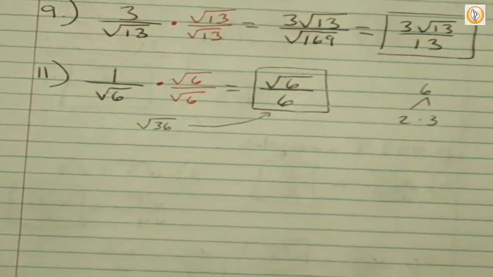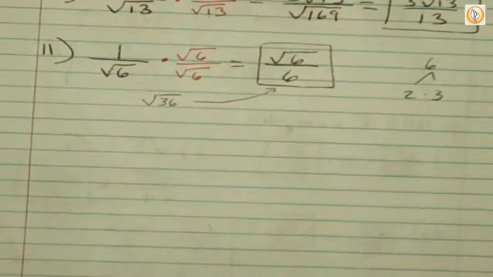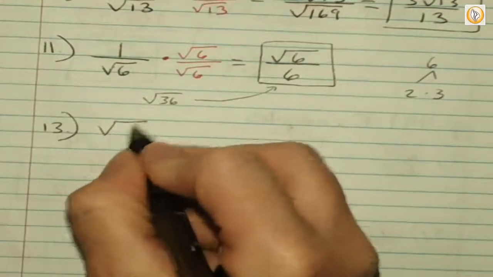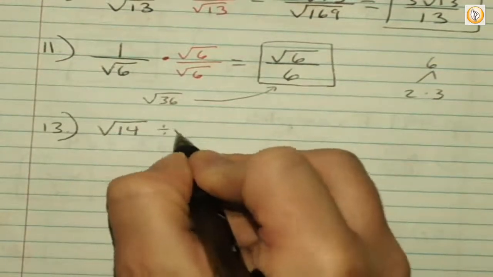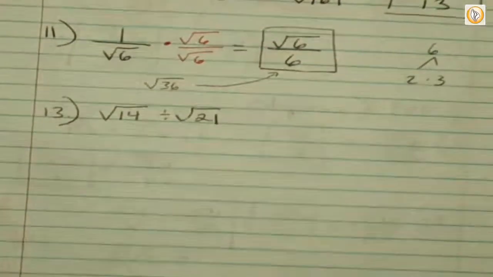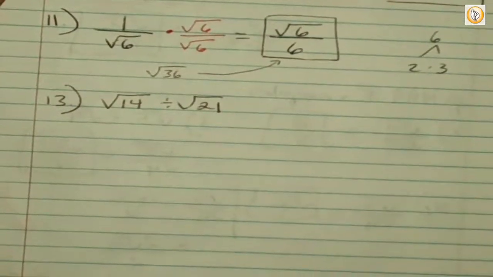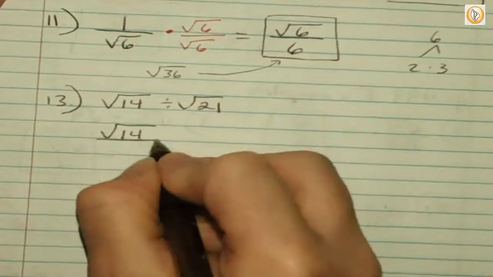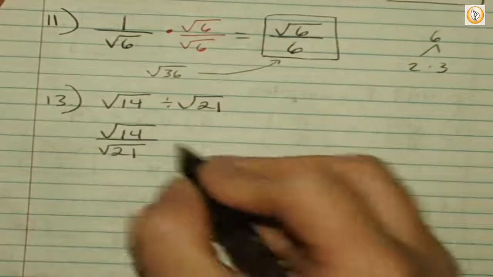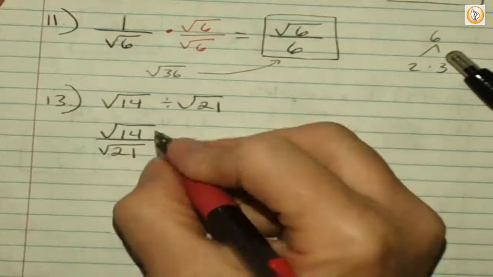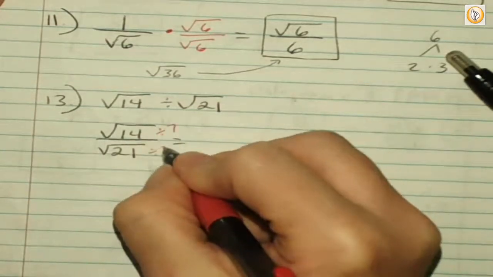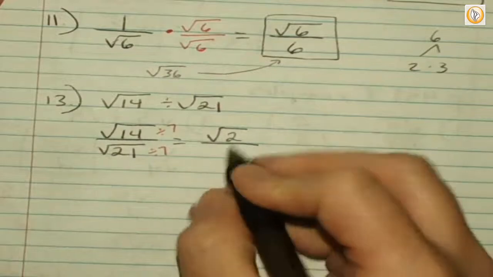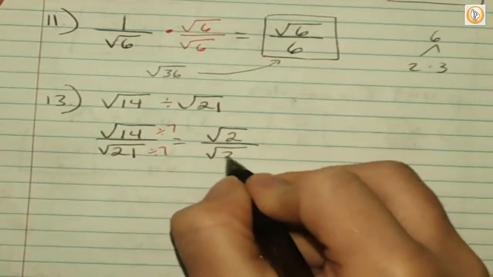Any other questions? I got 2 more. I have the square root of 14 divided by the square root of 21. Chap, tell me how to work this. You can put them in fraction form. Then you can simplify them, dividing them by 7. So I'm going to divide by 7. And then you get the square root of 2 over the square root of 3.